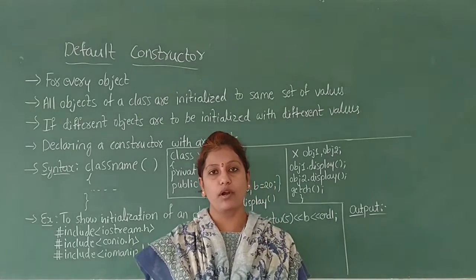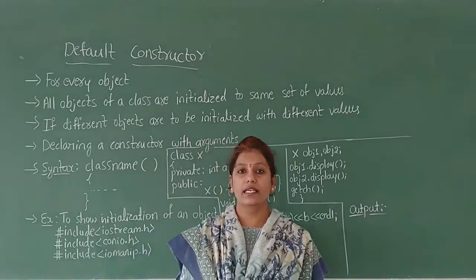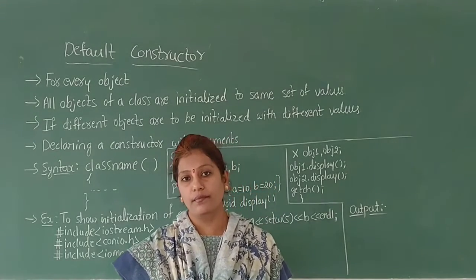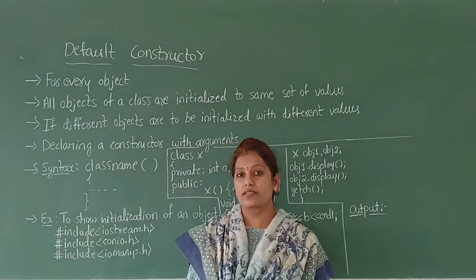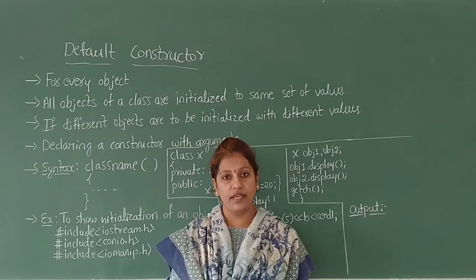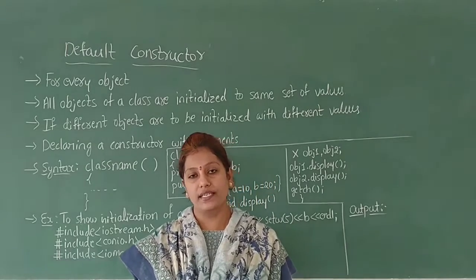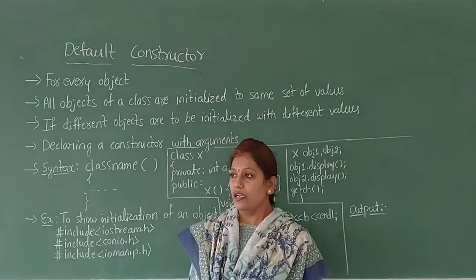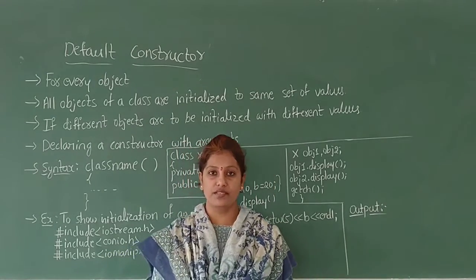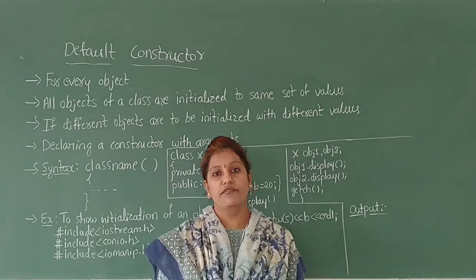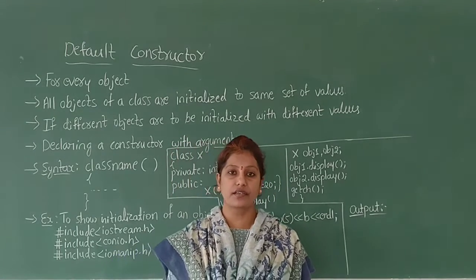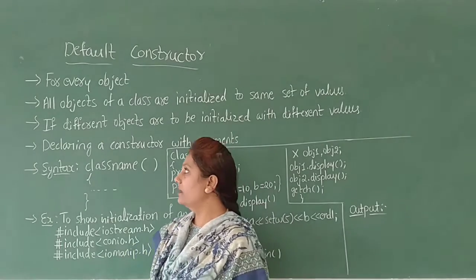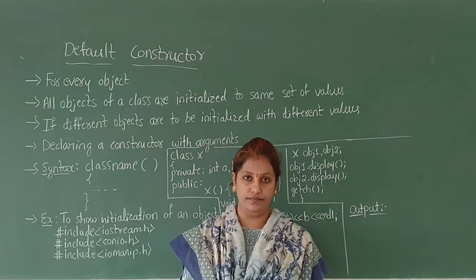In the previous class we learned what a constructor is, how it is declared in the program, and how it is used. Constructors are used to initialize the objects of a class when objects are created. There are three types of constructors, namely default constructor, parameterized constructor, and copy constructor. In today's class we will learn about the default constructor.